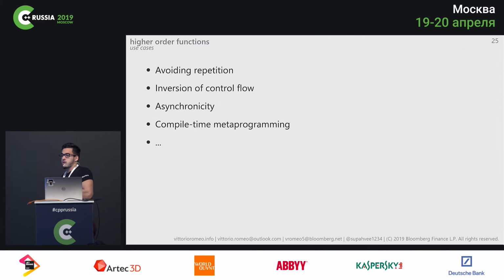So, any questions so far about higher order functions? Does everybody have an idea on what they are? Okay. What are the use cases? So I've identified a bunch of categories. I think they're really good for removing repetition from your code, inverting control flow, dealing with asynchronicity, and also doing some compile time metaprogramming. We're going to see some examples of everything.